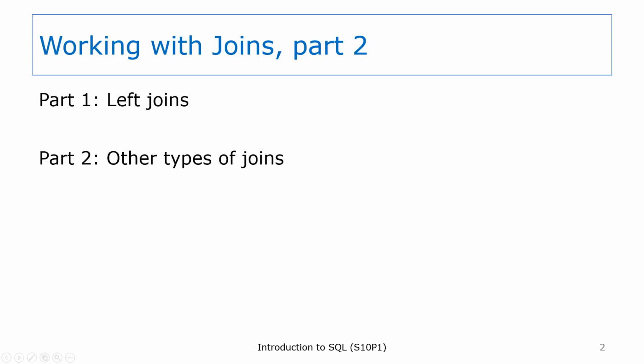In this session, we'll continue looking at how to create joins in SQL. In Part 1, we'll work with left joins. Using a left join, you can join two or more tables and get data in the result set, even if there are no matching values in the joined tables. In Part 2, we'll look at some other less commonly used types of joins.